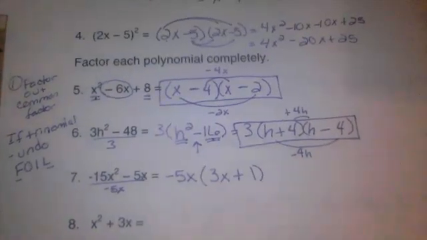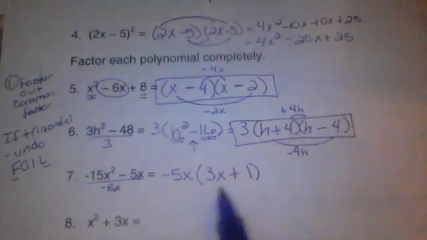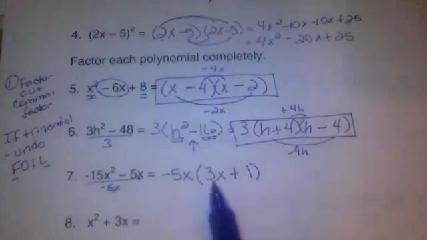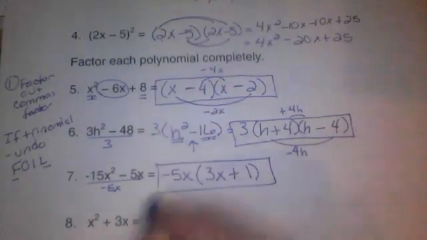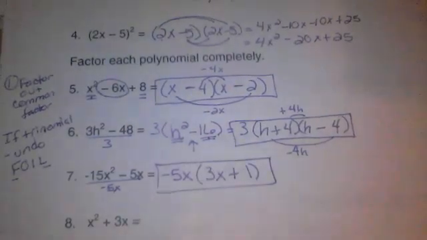Now here's what I'm talking about. What I have left over this time is not a perfect square. There's nothing here that is going to factor again. So on this problem, we're finished. All we had to do is pull out the greatest common factor.